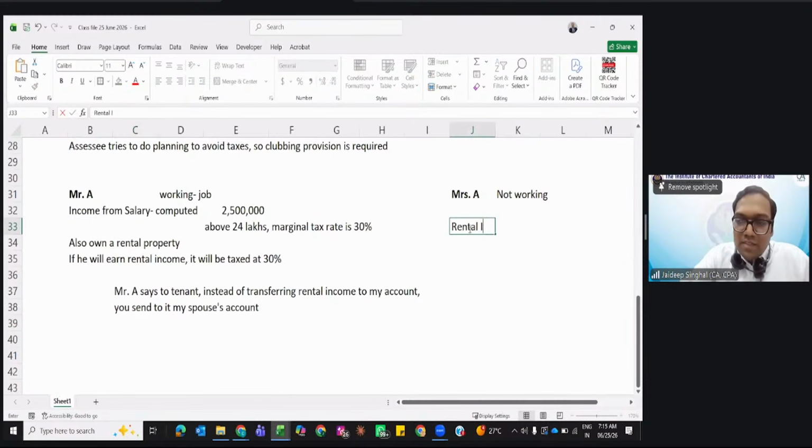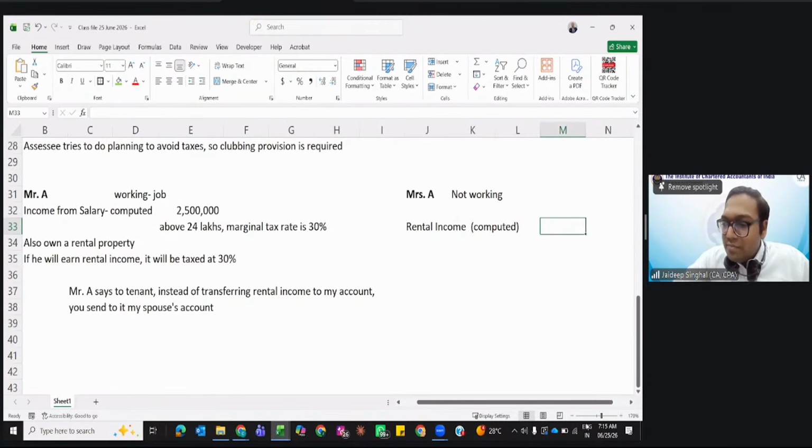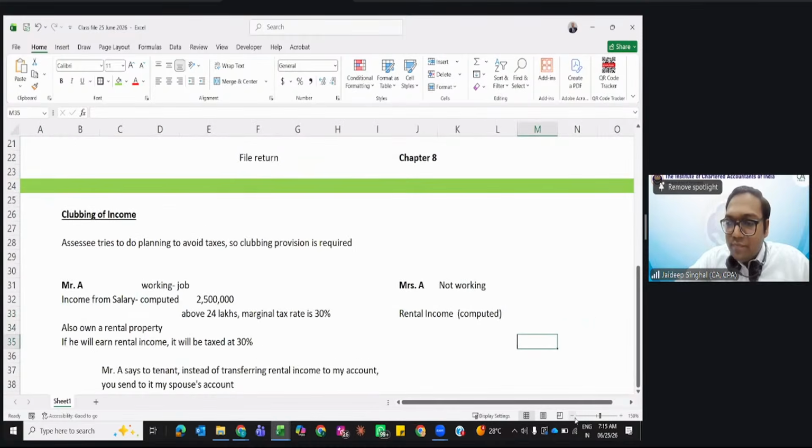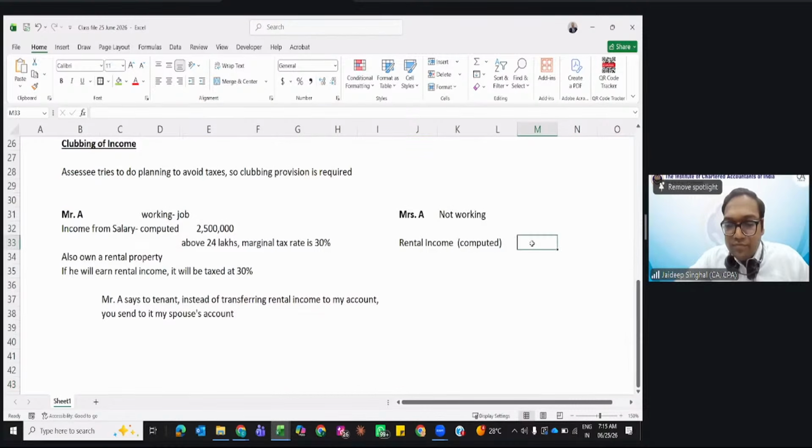Let's suppose again, after the computed income after the 30% deduction and all those things, this income is 5 lakhs. What will be the tax liability for Mrs. A? On this 5 lakhs, the tax liability is nil. You will get a rebate up to the threshold; it is 5%, but you will get a rebate. So there is nil tax liability.